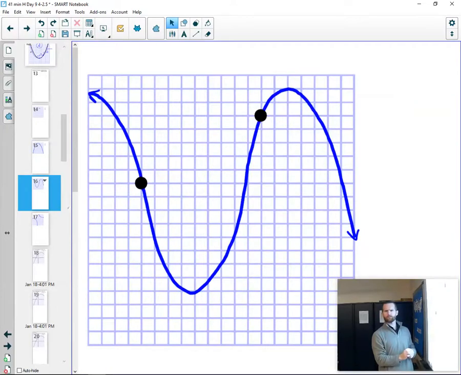What if it was something like this? Or here we've got, that's definitely not a quadratic. I guess it's like a sine or a cosine function.